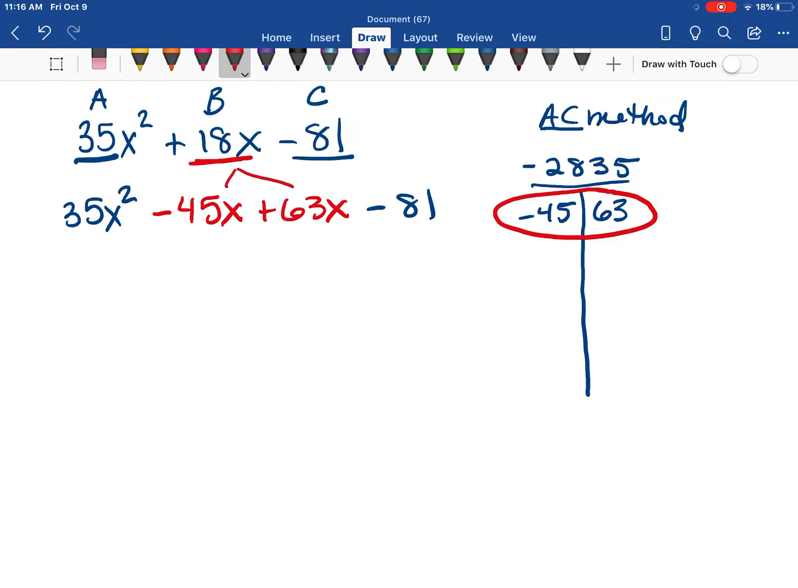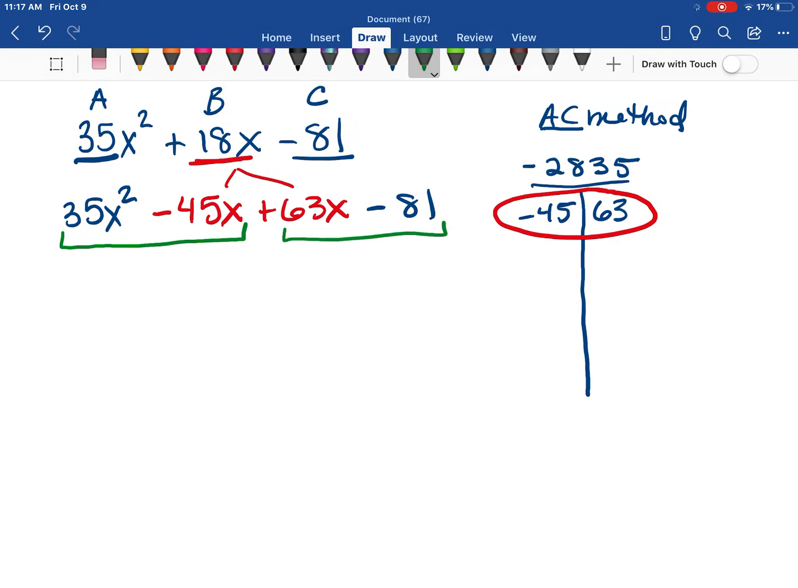So all I did at this point is I just rewrote positive 18 with the combination that I found on the right. Now, if you don't use the right combination, this isn't going to work. That's why it's really important to find a combination that multiplies to get you the A times C, but will add to give you the value of B. Once you get the combination, then from here it's easy. Then you're going to use the grouping method.